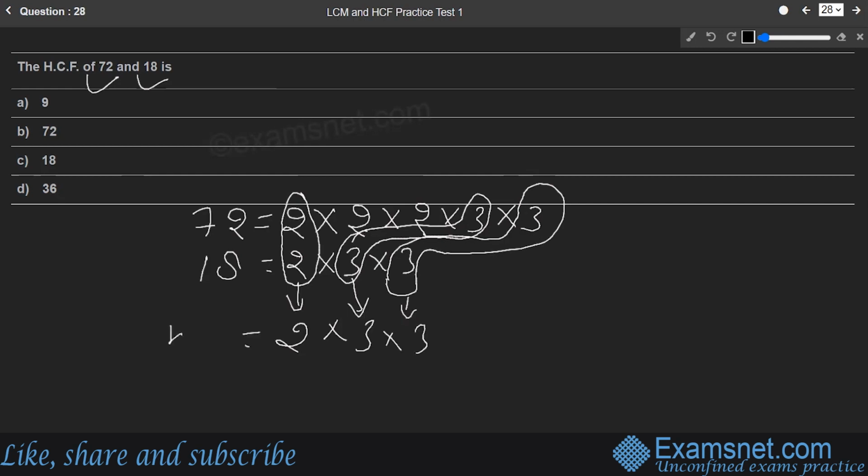So the HCF simply becomes 2 into 3 into 3. That is nothing but your 18 only. So HCF of 18 and 72 is nothing but 18 only, which is available in option number C. This is the right answer.